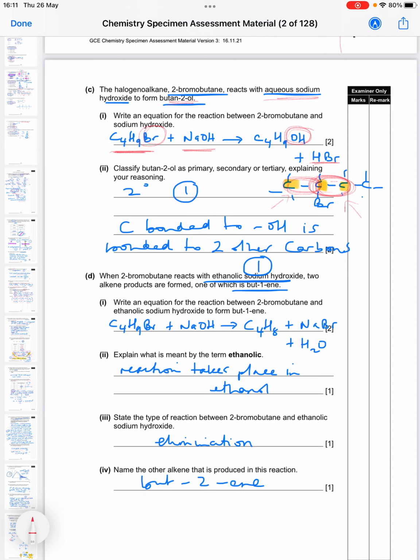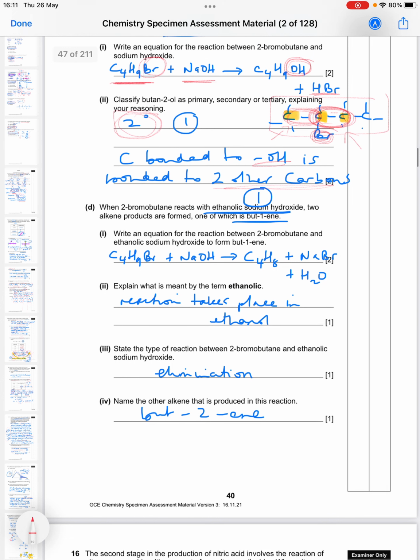Then it says classify butan-2-ol as primary, secondary or tertiary, explaining your reasoning. So again, I like to draw it out, and you see here the carbon with the bromine attached is attached to 2 other carbons, which means that it is secondary. And then that's just what I've said for my explanation. The carbon bonded to the hydroxyl group is bonded to 2 other carbons.